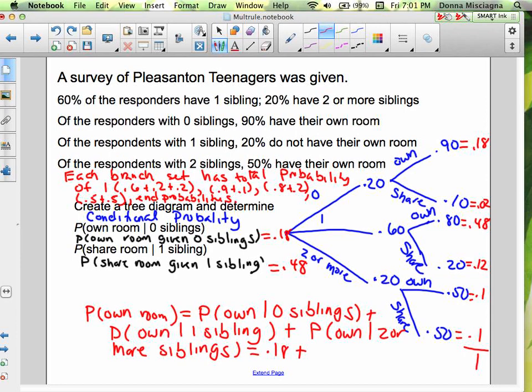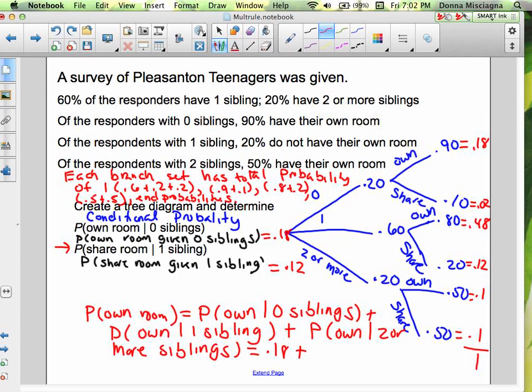Oh, I just realized I made an error. I just misread this one over here. So let me step back a second. That doesn't say own room, it says share a room. I put the wrong one up there. So it should be given 1 sibling, you share a room. You need to go down the other branch. You need to go down the share branch. That's 0.12. I think I must have been looking at the own room that's right above it and saw own instead of share. Just needed to fix that.